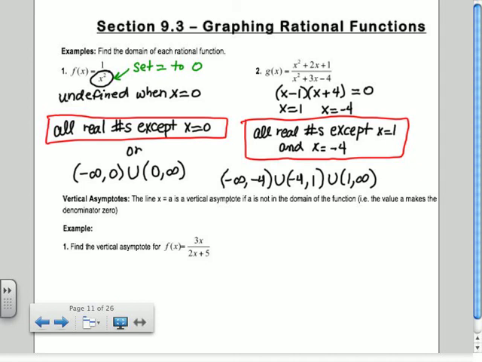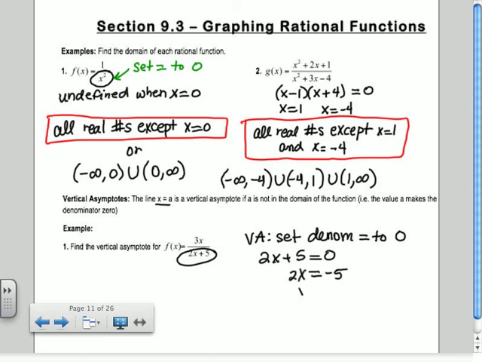Vertical asymptote. So this is why we do the finding the domain, because the vertical asymptotes are the lines that are not in the domain of the function. So they're vertical lines, so if x is equal to a, it's the number that made it equal to 0 in the denominator. Okay, so all we do to find the vertical asymptote, you set the denominator equal to 0. So I have 2x plus 5 equals 0. So I get 2x equals negative 5. So x is negative 5 over 2.